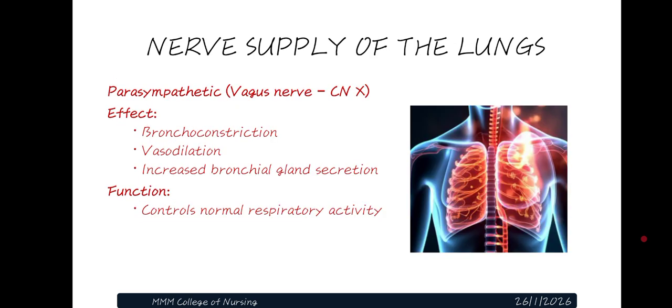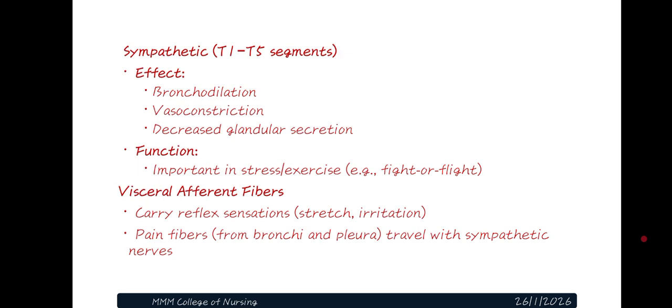Coming to the nerve supply of the lungs. Parasympathetic, that is the vagus nerve, CN10, affects bronchoconstriction, vasodilatation and increased bronchial gland secretions. Its function is to control normal respiratory activity. And sympathetic, that is T1 to T5 segments, effects are bronchodilation, vasoconstriction and decreased glandular secretions. Functions: importance in stress and exercise, for example fight or flight. Visceral afferent fibers carry reflex sensations, that is stretch, irritation and pain, from bronchi and pleura, and travel with sympathetic nerves.